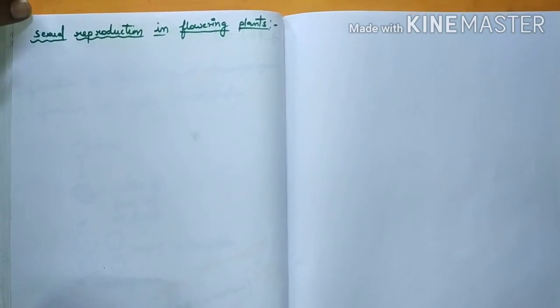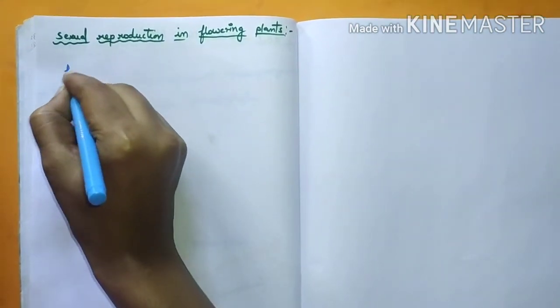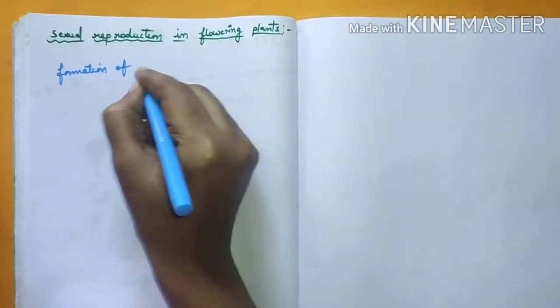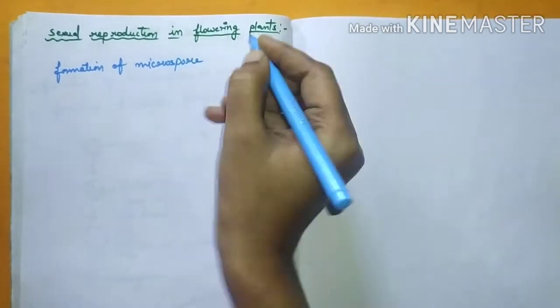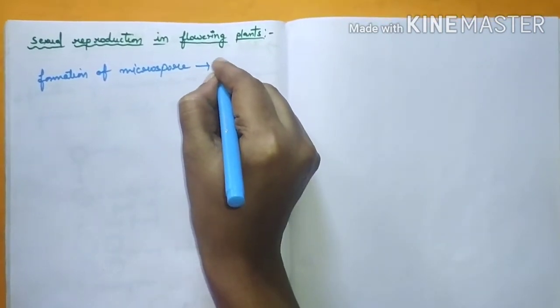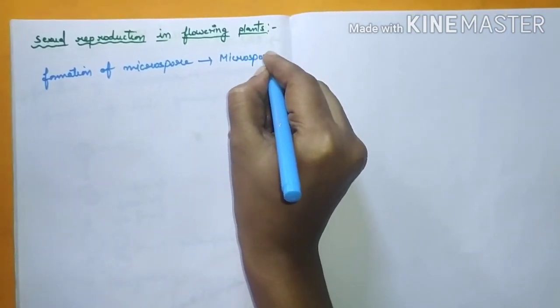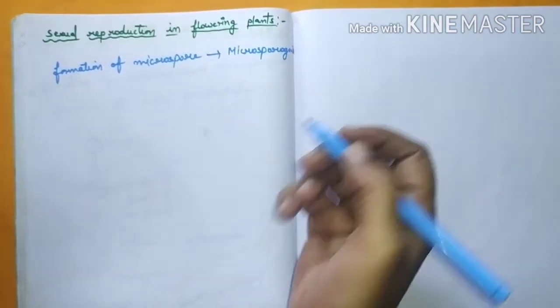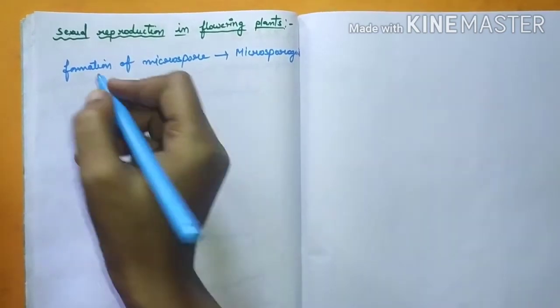So friends, in the last video we learned about microsporogenesis, the formation of microspores, which is called microsporogenesis. So friends, in this video we will learn about the formation of the male gametophyte.